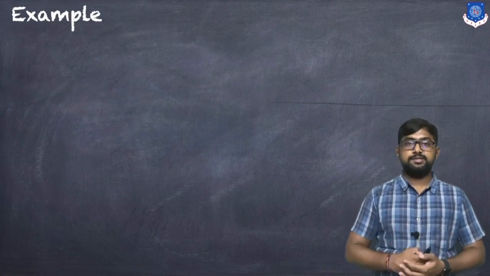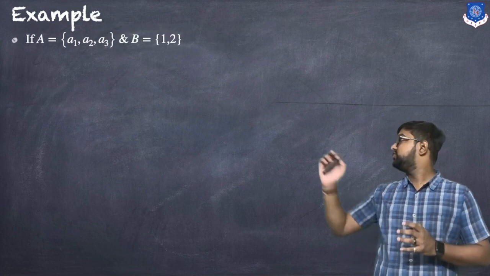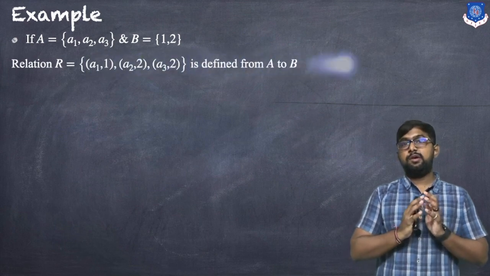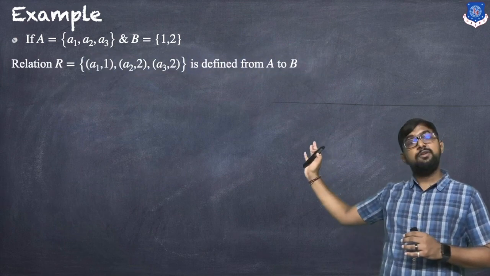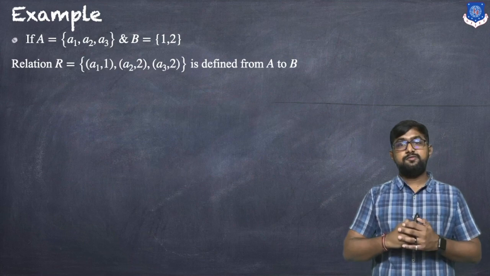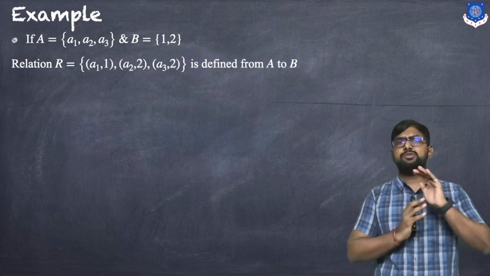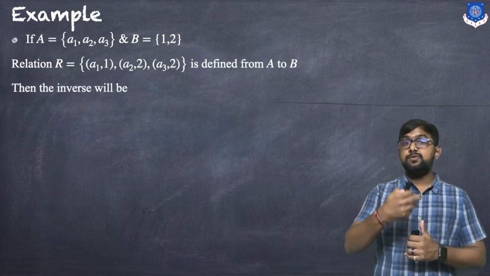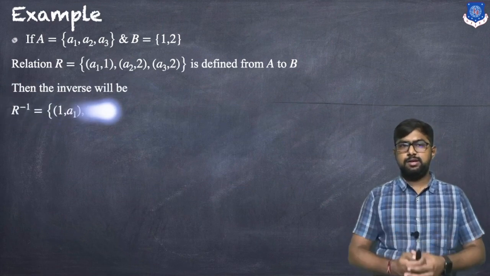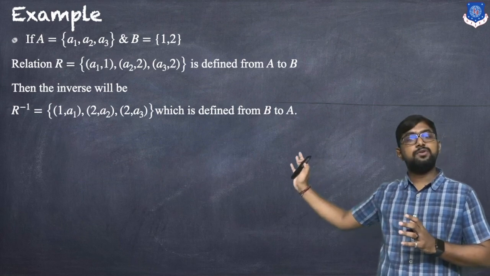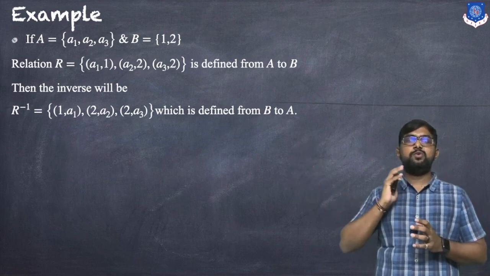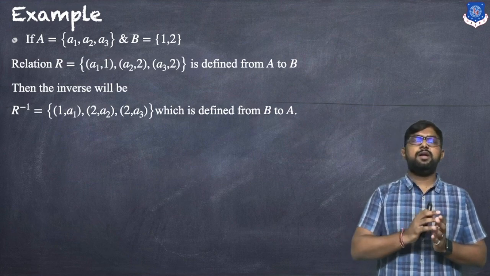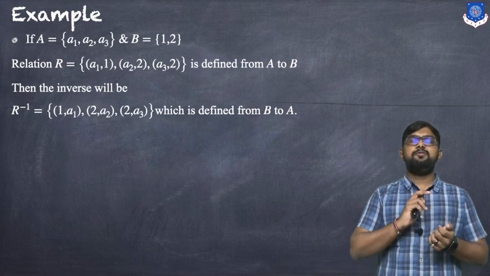Let us take another example. If A equals {A1, A2, A3} and B equals {1, 2}, then the relation R, that is {(A1, 1), (A2, 2), (A3, 2)}, is defined from the set A to B. So then the inverse relation will be like this. R inverse is {(1, A1), (2, A2), (2, A3)}, and it is defined from B to A, and we are just changing the order, so that will be the inverse relation.